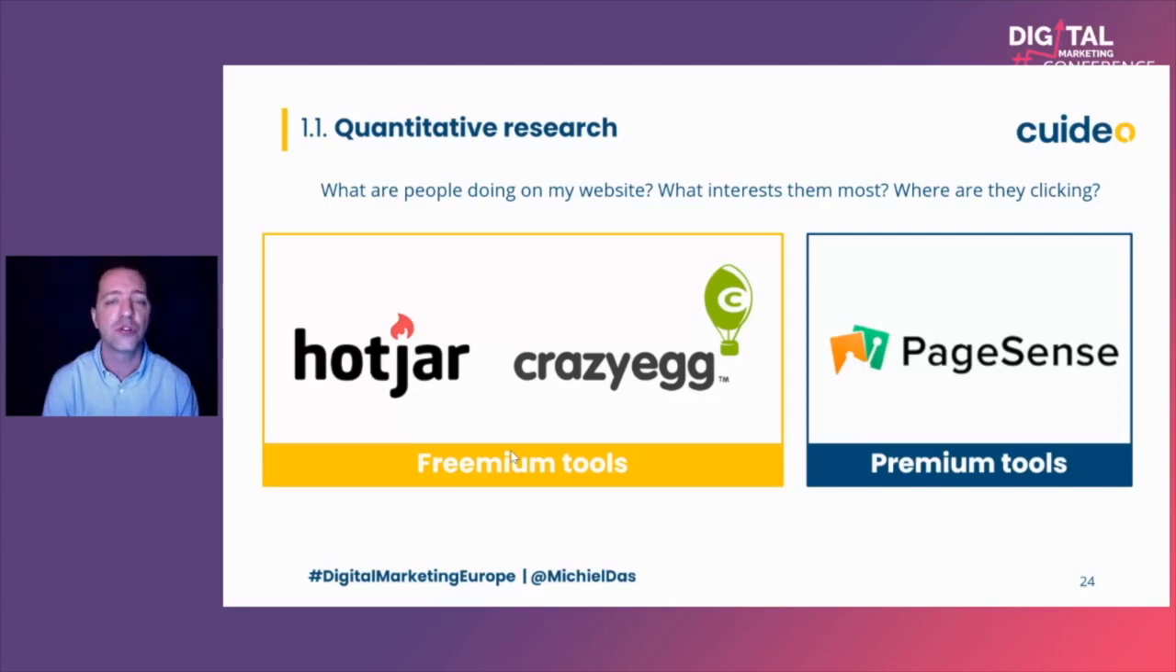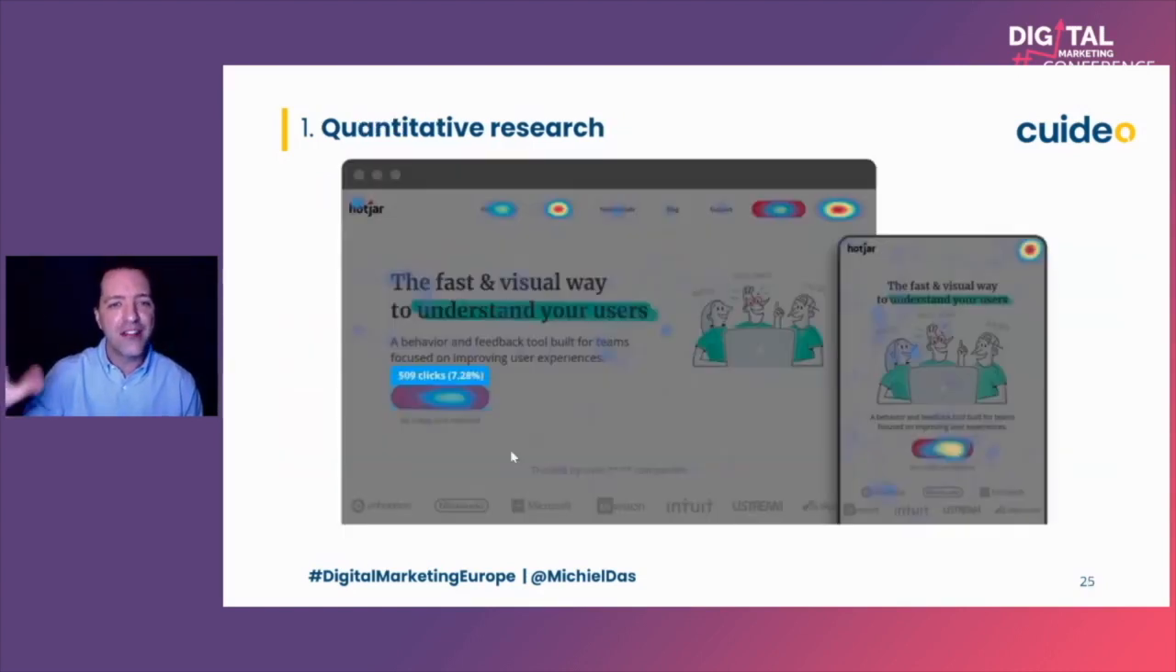You just need to install the container in Google Tag Manager and have that up and running in a matter of minutes, right? And then you can actually start seeing results as quickly as possible. And you have premium tools such as PageSense, for instance, which is the one that we're using to get those quantitative data. So in the ideal scenario, what you should be seeing is something like this.